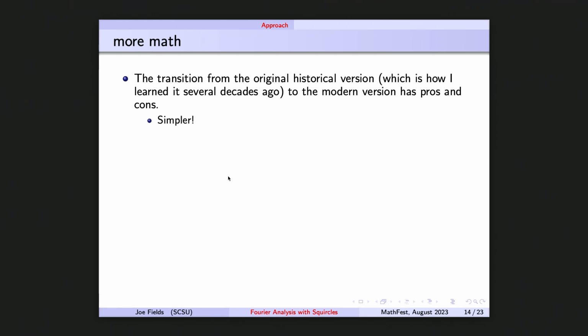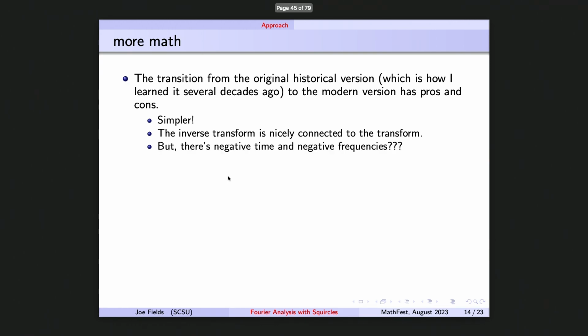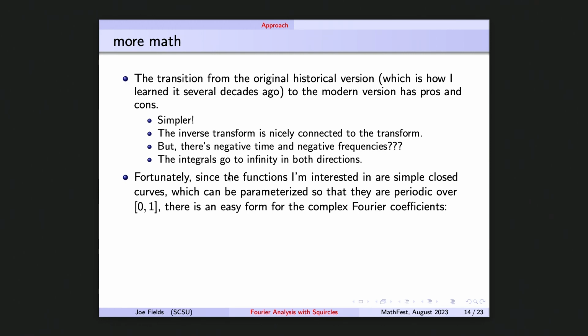That's the inverse transform. So making this switch has some pros and cons. One, it's simpler. You've just got a single transform and its inverse. But there's a nice connection between the function, the direct transform and its inverse transform. But then there's some weirdness that you have to deal with. There's negative time. You saw the integrals go to minus infinity. And there's negative frequencies, which I took a little while to think about what that means. And then, doubly infinite integrals.